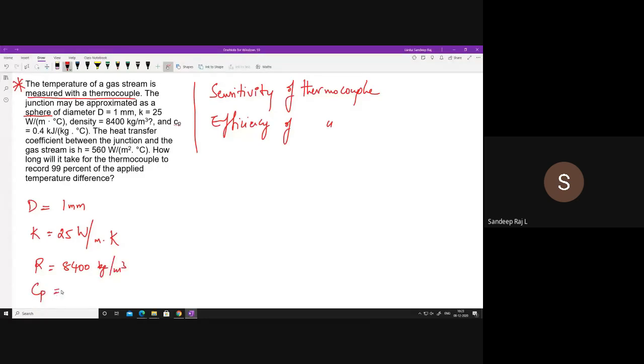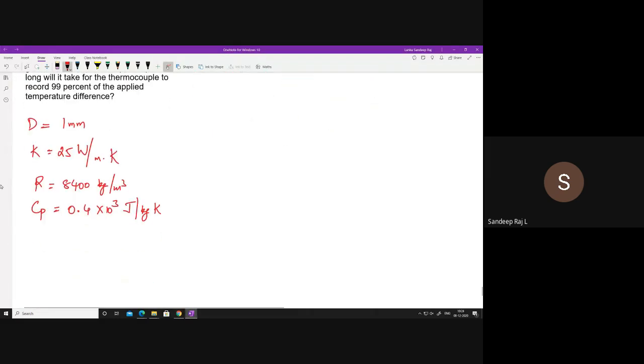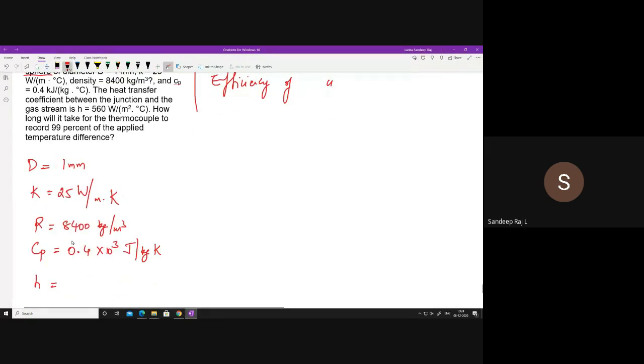CP is taken as 0.4 into 10 cube, I will write it joule per kg Kelvin. The heat transfer coefficient is also given. H is given as, what is the value of H? It's 560 watt per meter square Kelvin. This is also given to you.